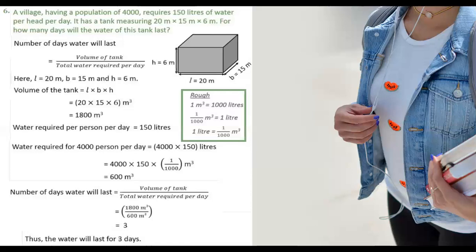So now let us calculate the number of days the water will last. Number of days the water will last is equal to volume of the tank by total water required per day. So it is 1,800 meter cube by 600 meter cube, that is equal to 3. So the water will last for 3 days.